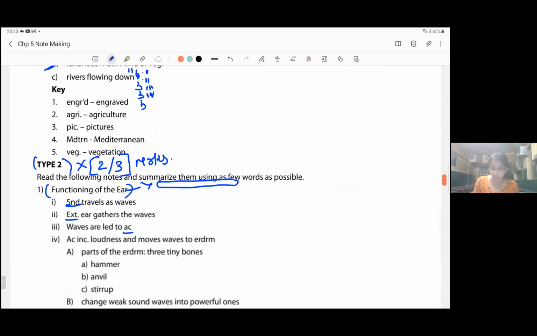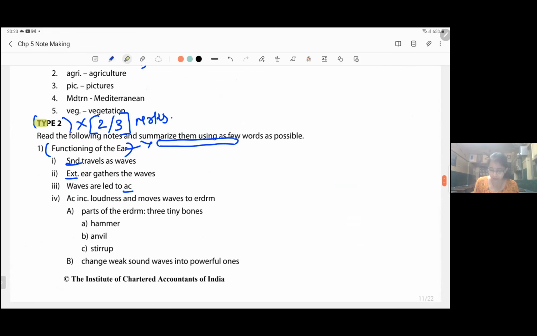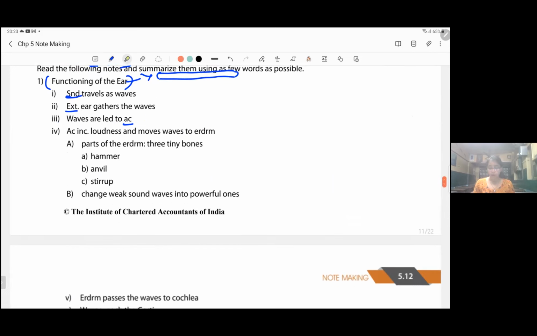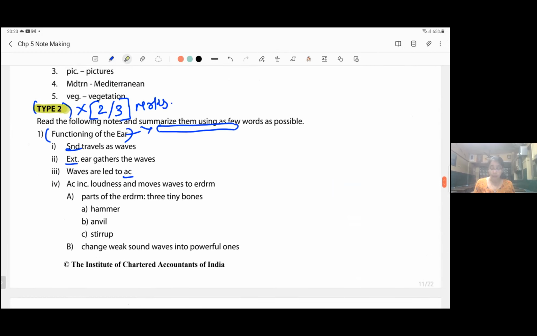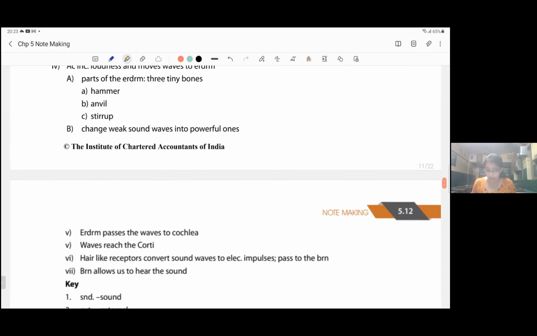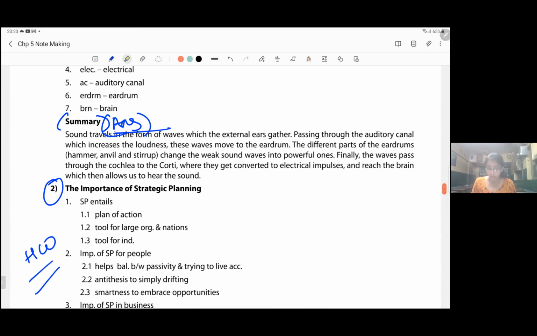Fine. We'll start with type 2, guys. See this. Type 2 is nothing but the linear note making format, whose notes you would already have been given. But what you have to do with this whole format is summarize it and make a paragraph. See this. This is the answer.